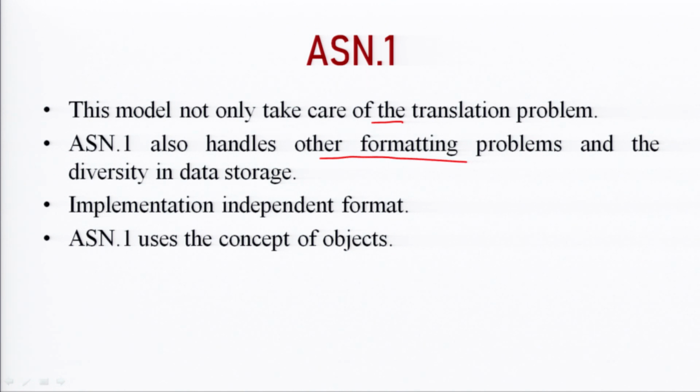such as different types of data, text or program, and the diversity in data storage, and its implementation is independent of the format. ASN.1 uses the concept of an object. An object is an information entity which has a type and a value, and with this it can be translated to another system very easily.